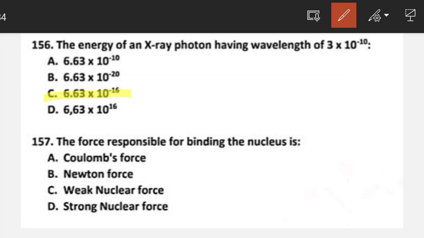Question number 157 is: the force responsible for binding the nucleus is option A, Coulomb's force, option B, Newton force, option C, weak nuclear force, and option D, strong nuclear force. So there is a strong nuclear force that holds the protons together in a nucleus, because the protons are positively charged and the neutrons are neutral. But in spite of that, the nucleus is much more stable because of the strong nuclear force.